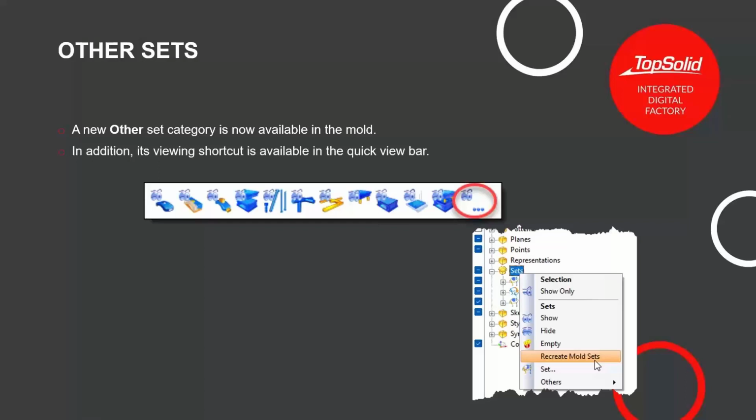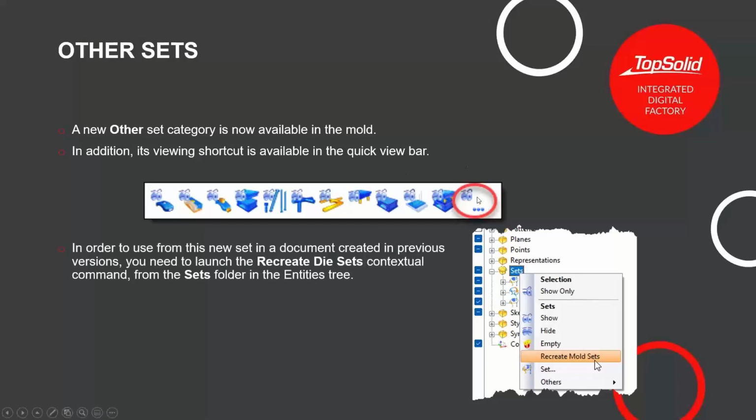another group of sets to manage things that are not to be considered part of the A half, the B half, the ejector, and so on. Okay, so it's just another additional set to work with. As you can see, it's available in the quick view bar down here.